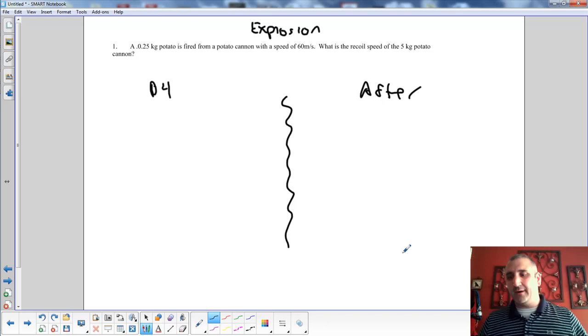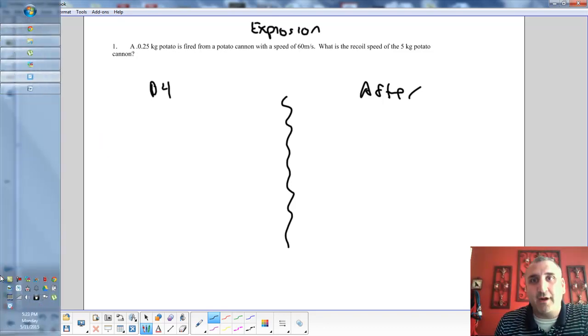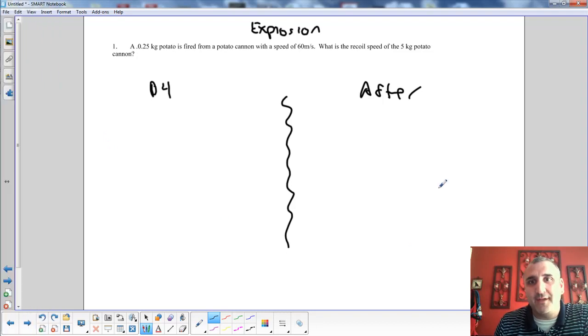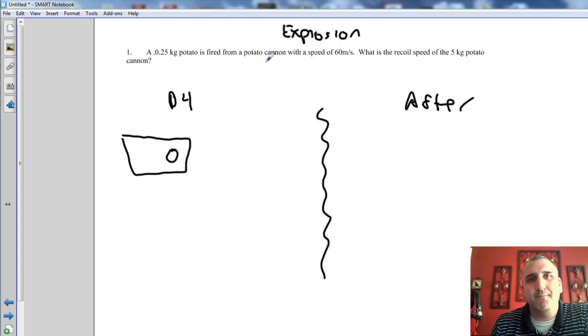So before, we're going to have two things that are stuck together, and after, we're going to have two things that are unstuck. What I mean by that is, take a look, and forgive my bad drawings. Potato cannon, potato. A 0.25 kilogram potato is fired from a potato cannon with a speed of 60 meters per second. What's the recoil speed of the 5 kilogram potato cannon? Well, here's the potato, here's the cannon, and let's say the potato gets shot out that way. Fair? I hope so.